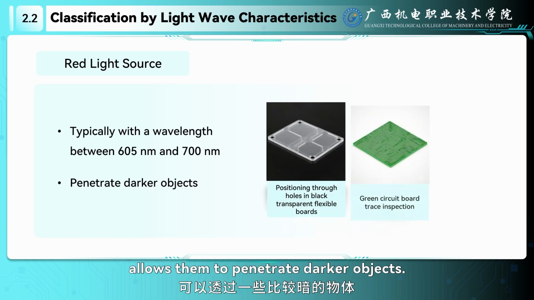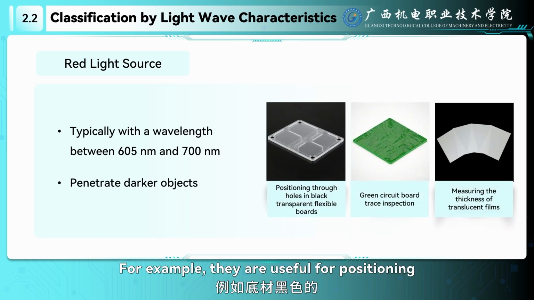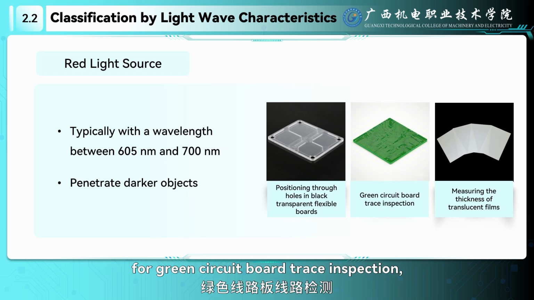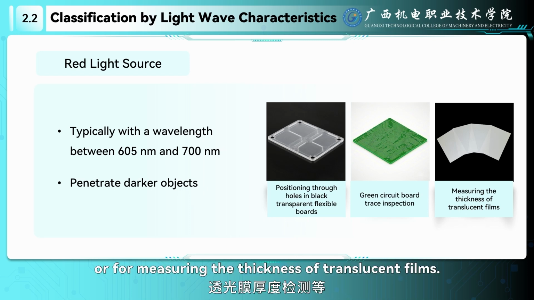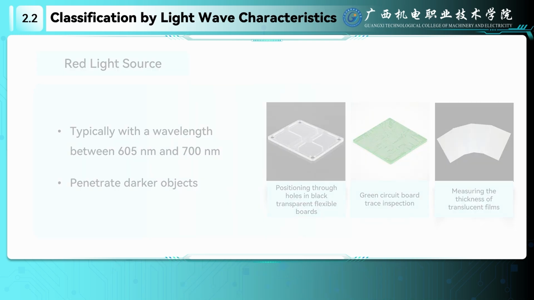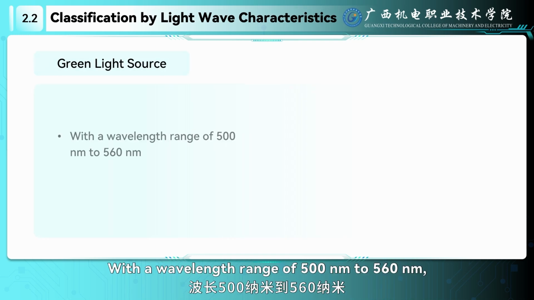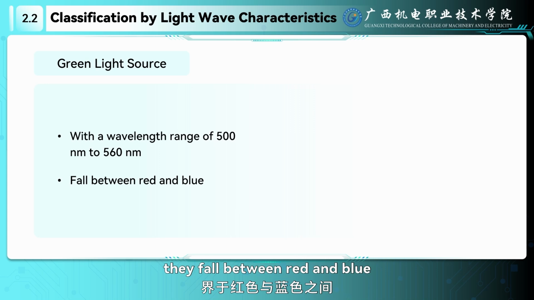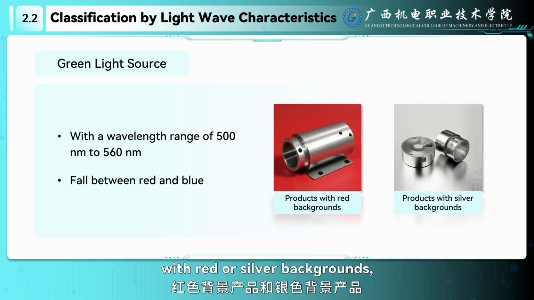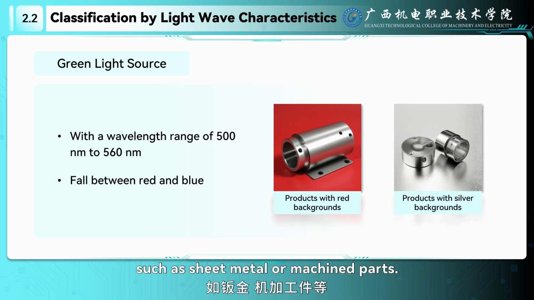penetrate darker objects. For example, they are useful for positioning through holes in black, transparent, flexible boards, for green circuit board trace inspection, or for measuring the thickness of translucent films. Using red light sources can enhance contrast. Green light sources. With a wavelength range of 500 nanometers to 560 nanometers, they fall between red and blue and are mainly used for products with red or silver backgrounds, such as sheet metal or machine parts.